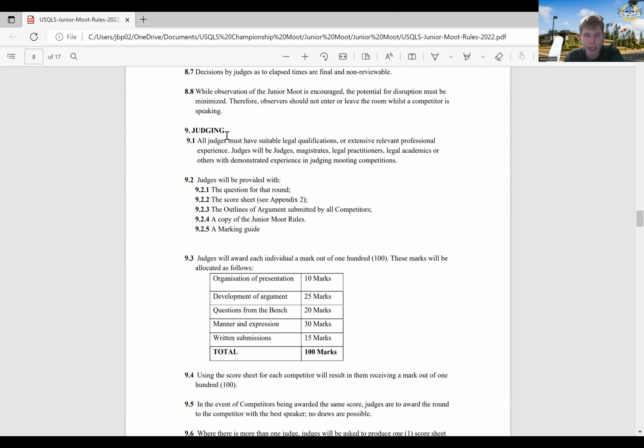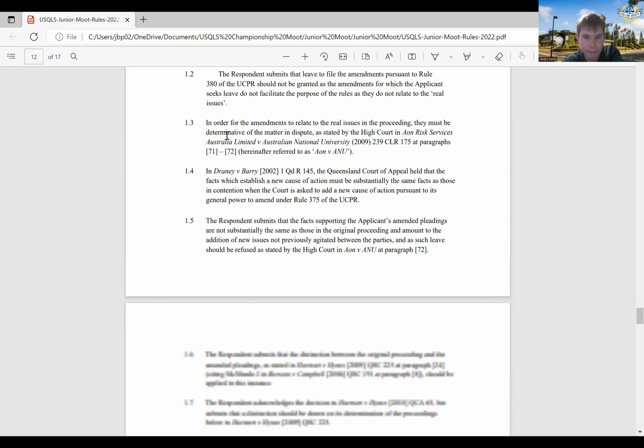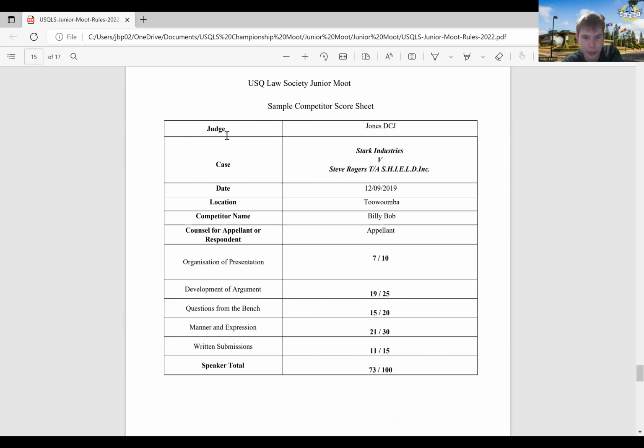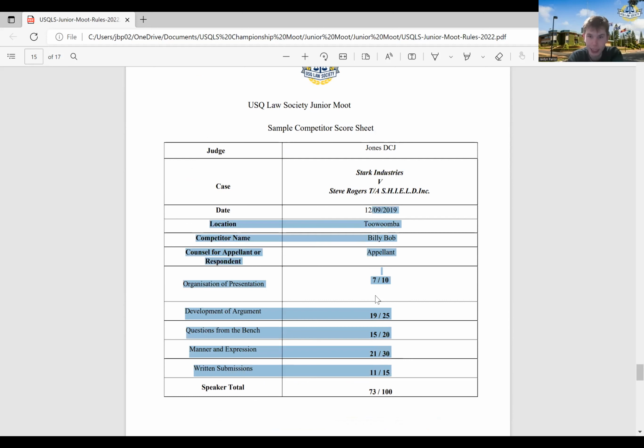So 10 marks for organization and presentation, 25 for development of argument, 20 for questions to the bench, 30 for manner and expression, and 15 marks for written submissions. So that'll be reduced to 5, and I'll designate the other 2 points away. Let's have a look at the bottom. So yeah, we're going to keep this 15 for now. So I do apologize. It'll be worth 15 marks now.